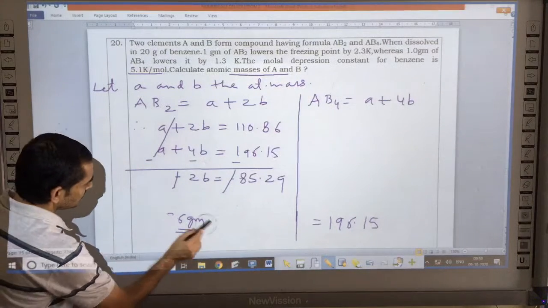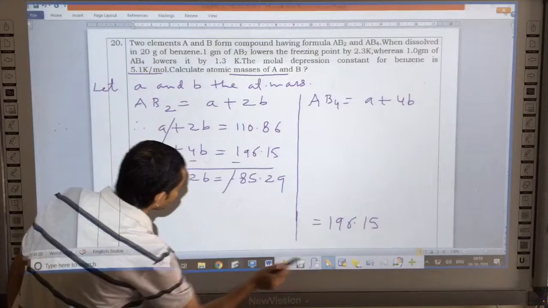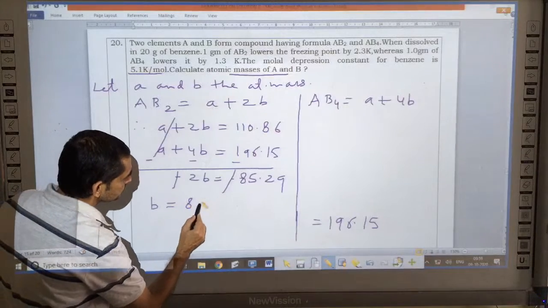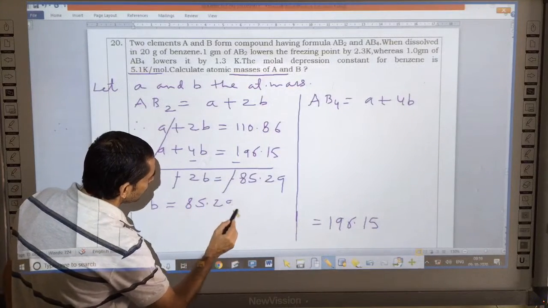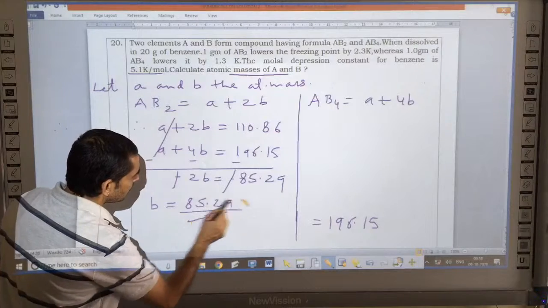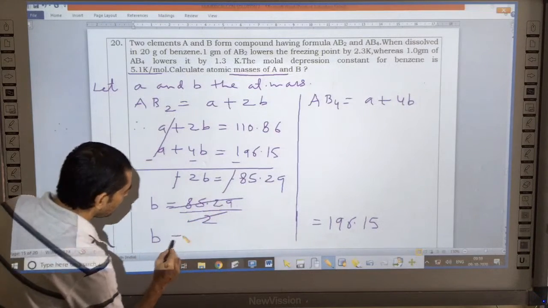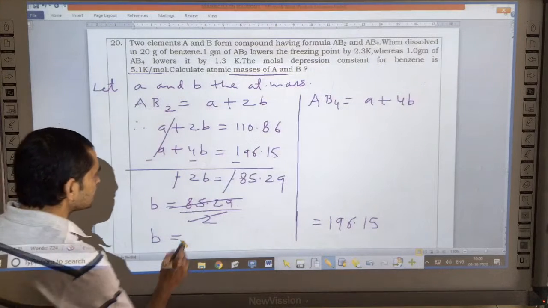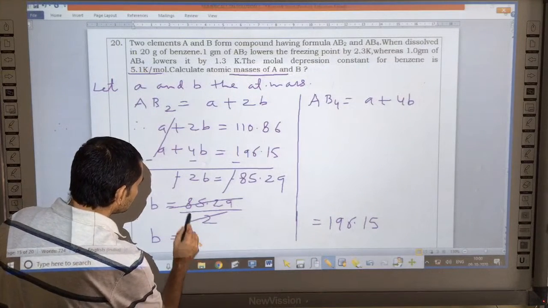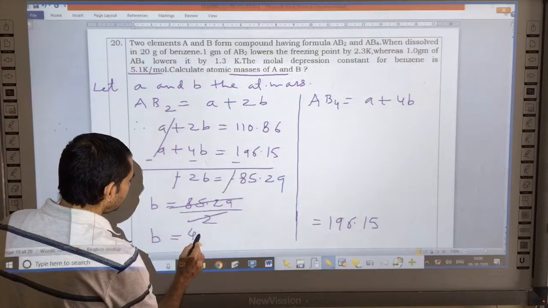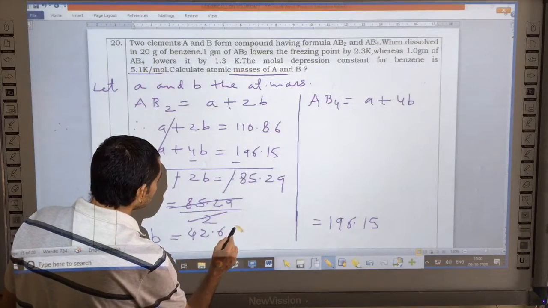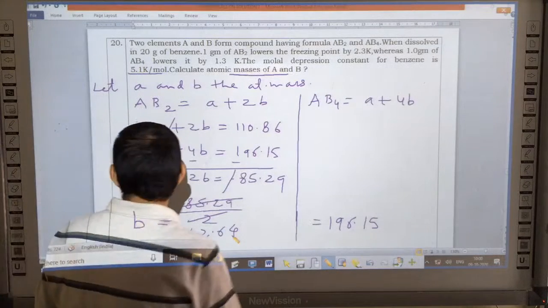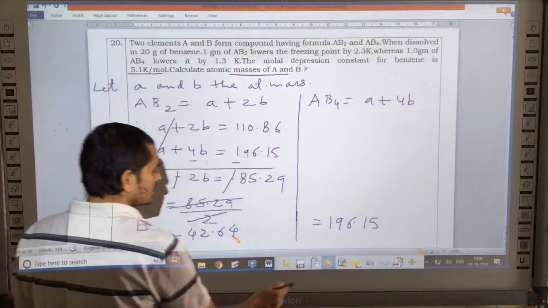Yes or no? This is B. So atomic mass of B is 85.29 upon 2. Now you see B atomic mass we have got. That is coming to be 42.64. Okay. Now similarly, atomic mass of A you can calculate.